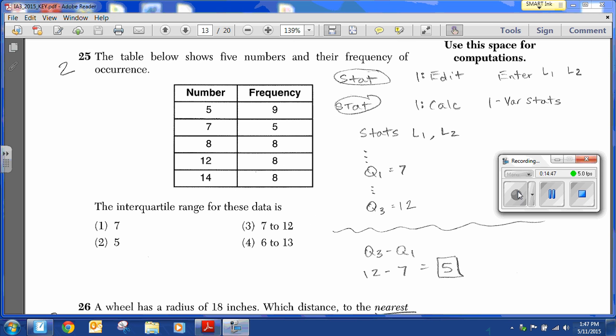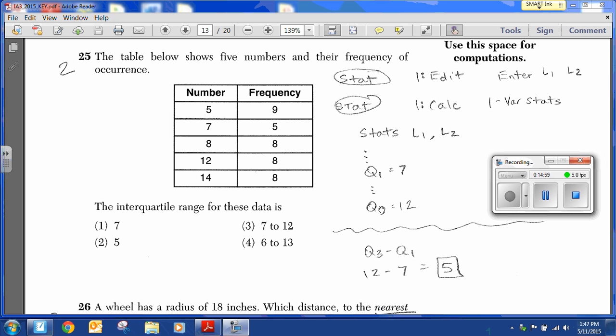Number 25. So here's your frequency table. The interquartile range for this data is what? Well, if you remember, the interquartile range is basically Q3 minus Q1. It's a range not of the min and the max, but of the Q3 minus Q1, 12 minus 7 is 5. Now, how did we get this? I'll show you on the calculator.